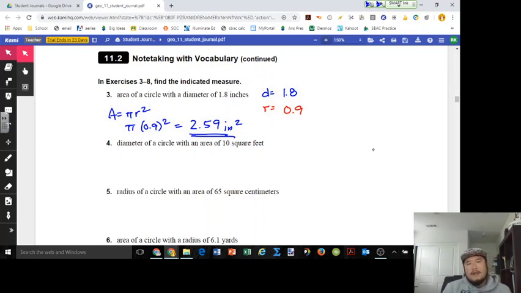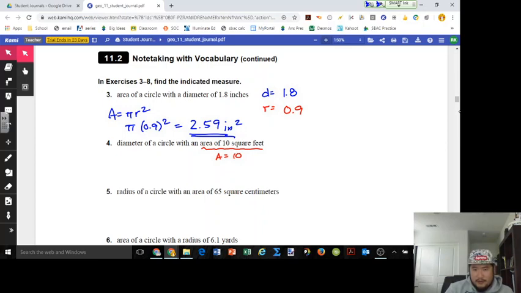Let's take a look at number 4 next. So it looks like they want you to find the diameter of a circle with the area of 10 square feet. Okay, so this time right here, that right there is A for our area. They're saying, well, we got to find the diameter of a circle. Well, there is no direct way of finding the diameter of a circle given the area. You have to find the radius first.